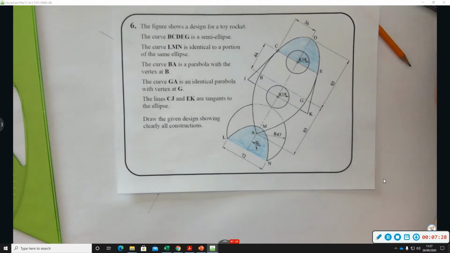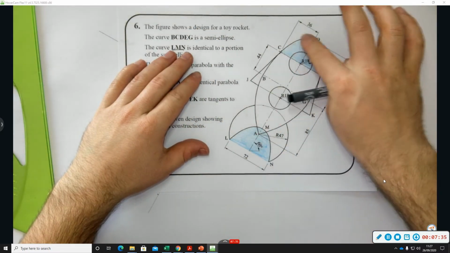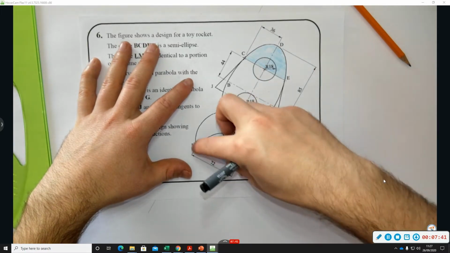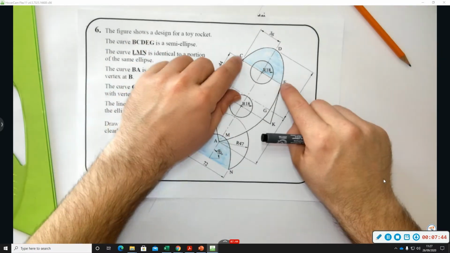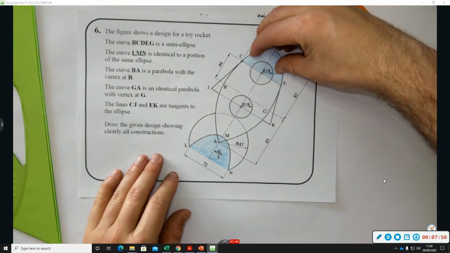Now, the next bit, curve LM is an identical portion of the same ellipse. So this here is a portion of the ellipse. The reason I've identified these two in blue is the width of L to N is 72, and the width of C to E is 72. So this portion is going to be pushed down there.